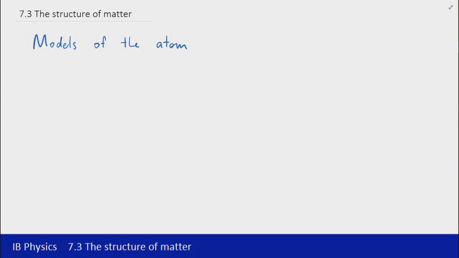In order to do that though, we first need to just touch on some models of the atom. Now my preference here would be to actually go through these models in much more detail, but the IB syllabus doesn't actually require that, so we'll just briefly touch on them so that we've got a bit of an understanding of where we've come from and where we're going to, I suppose.